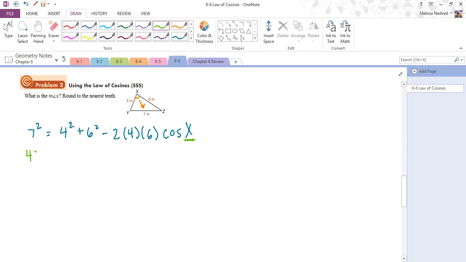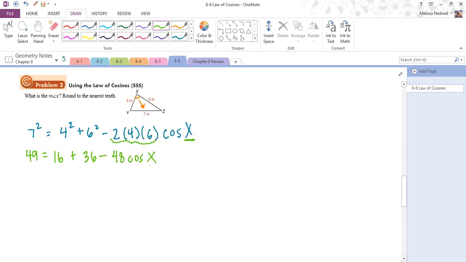So 7 squared is 49, equal to 4 squared is 16, plus 6 squared is 36, minus, now I can multiply these together. That's a legal thing. I've got 2 times 4 times 6 times cosine of X. 2 times 4 is 8 times 6 is 48, and then my variable is inside that cosine. It's just going to stay there for now.